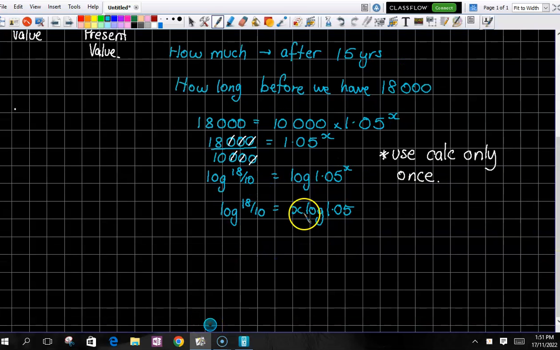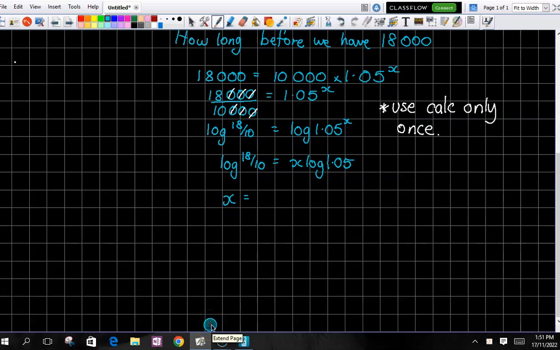Yep, get rid of the times, divide. Some of you are still guessing. Is it going to be log 18 over 10 divided by log 1.05, or is it going to be log 1.05 divided by log 18 over 10? What's my next line? Well done.